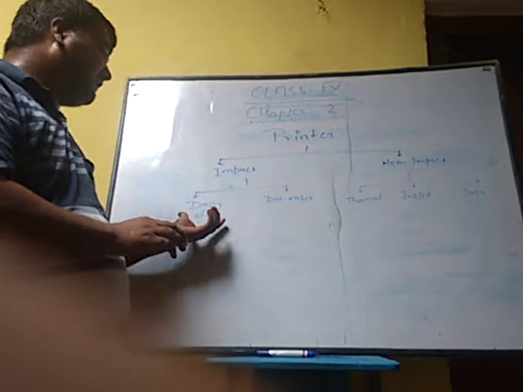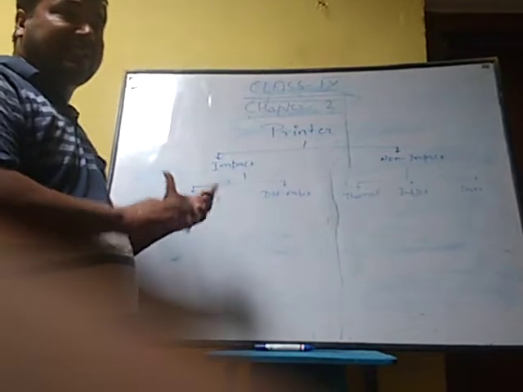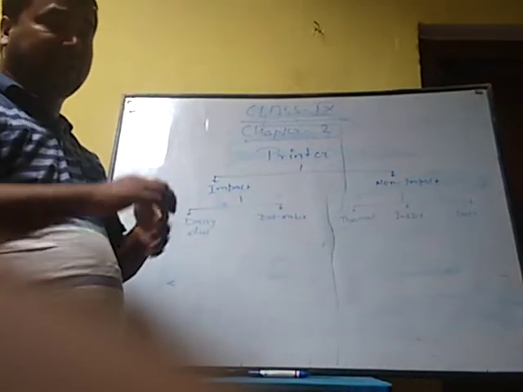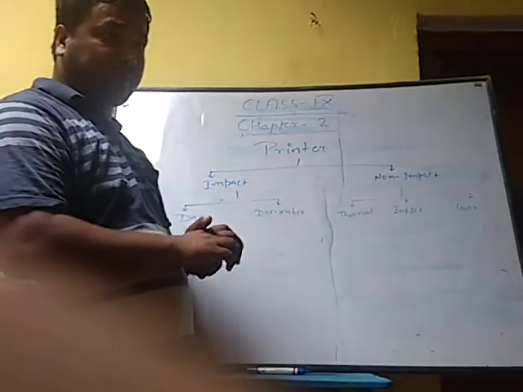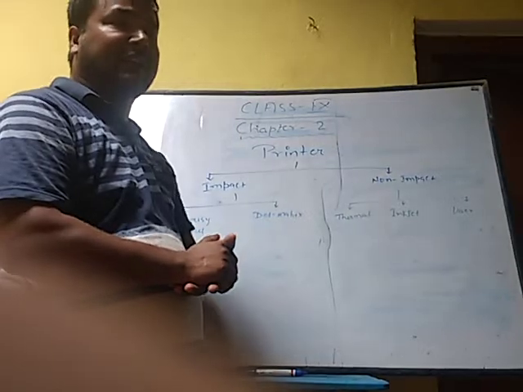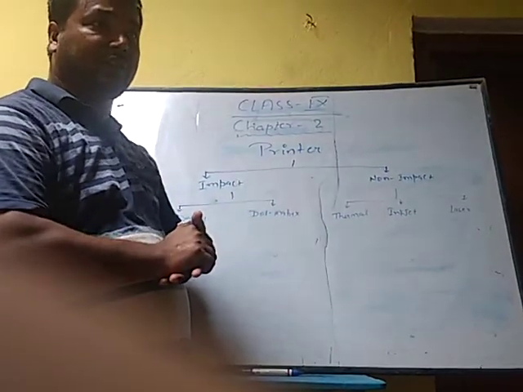And there is the need for regular maintenance because keys are made up of iron. There is a chance for rust. Now we talk about the dot matrix printer. These are the printers you can see nowadays at the railway stations and railway reservation counters.